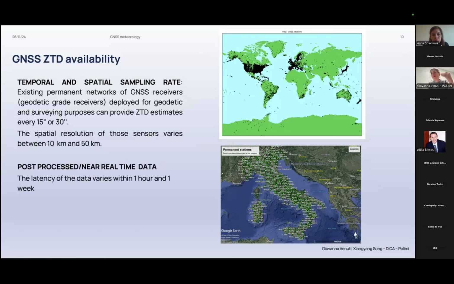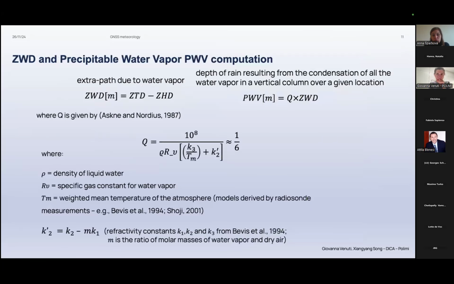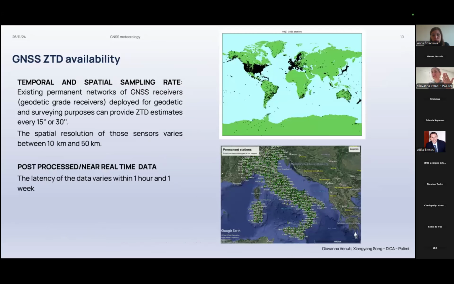It is not instantaneous. It requires some latency due to the processing, not only the processing, but also the availability of, for instance, the satellite coordinates that are not immediate. So we have the possibility to have near real-time ZTDs, but near real-time means after 1 hour or maybe less, but in some cases there are more errors, they are less accurate.